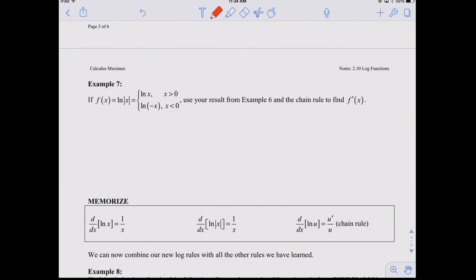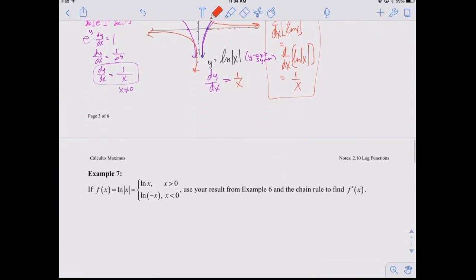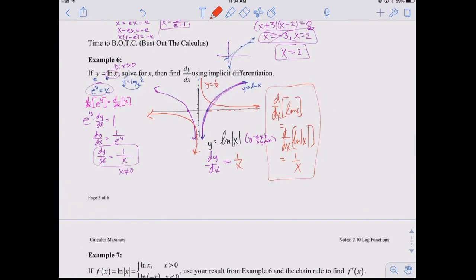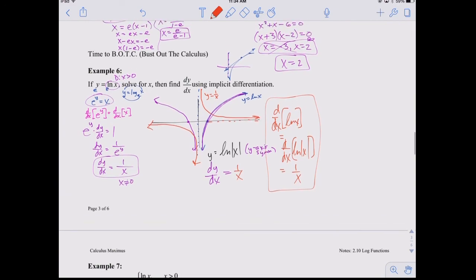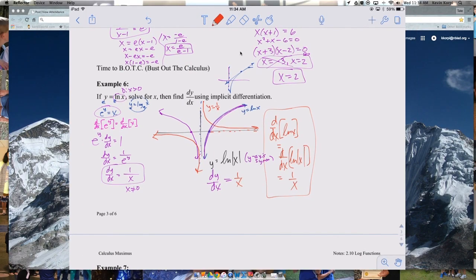All right. Use your result from example 6 and the chain rule. What's that? Oh, yeah, okay. I was going to use that other minute. Yeah. Okay. But Garrett wants to see. Garrett wants to see. Okay. All right. We'll stop right there for today, I guess. And we'll pick up with 7 tomorrow, I guess.